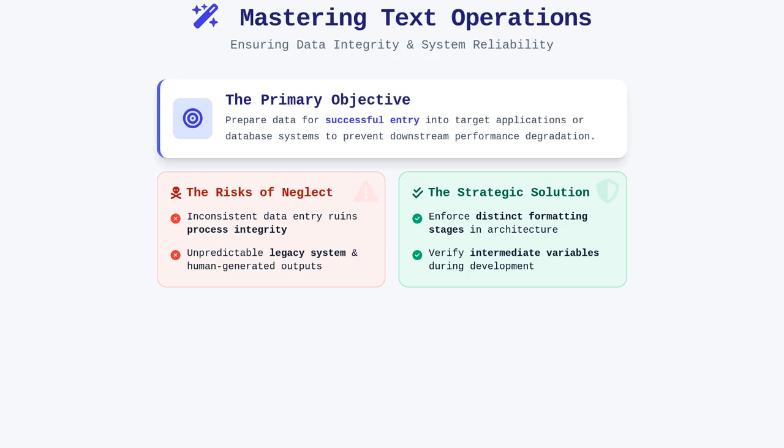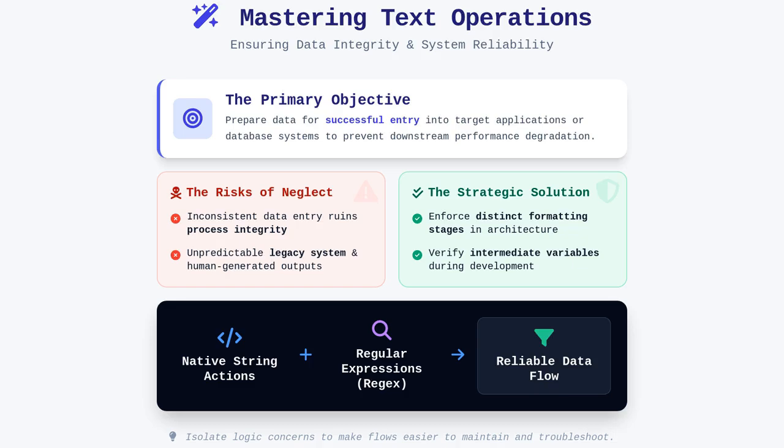Do not assume the text will always arrive as expected, as human-generated reports and legacy system outputs are notoriously inconsistent. By strictly enforcing text formatting rules as a distinct stage within your flow's architecture, you isolate these logic concerns, making your desktop flows easier to maintain and troubleshoot. With a firm grasp of both native string actions and the power of regular expressions, you will find that even the most disorganized source text can be tamed into a reliable data flow.